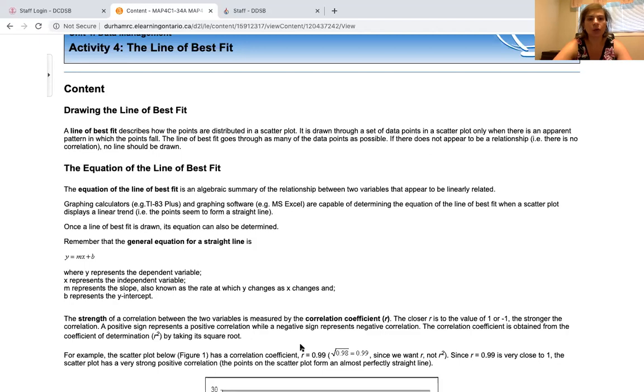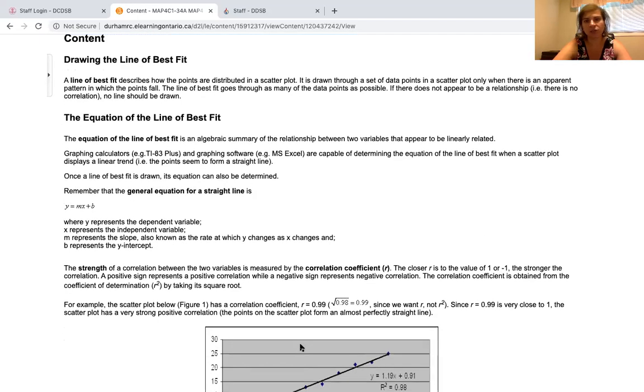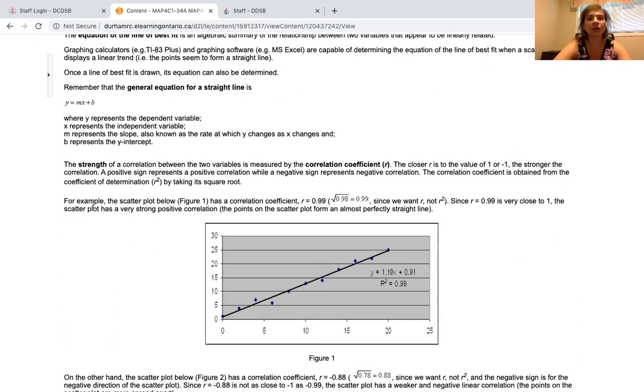So what we're looking at here is a line of best fit. We're looking for an equation of a line of best fit. A line, it's a straight line, and its equation is y equals mx plus b, where m is the slope of the equation and b is the y-intercept. And the closer the R value is to 1, the better the fit is.